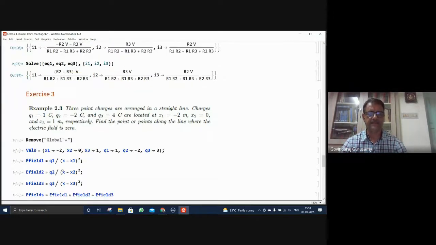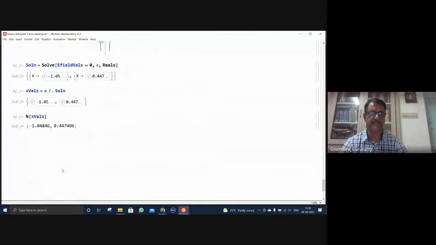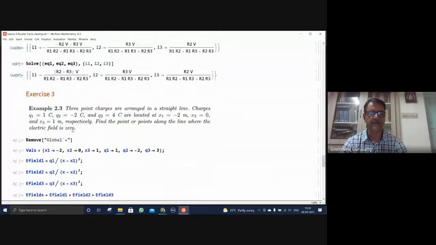Next is another interesting problem which we come across in physics. You have 3 point charges arranged in a straight line. Charges Q1 equal to 1 coulomb, Q2 equal to minus 2 coulomb, Q3 equal to 4 coulomb are located at x1 equal to minus 2 meter, x2 equal to 0, x3 equal to 1 meter respectively. Find the point or points along the line where the electric field is 0.